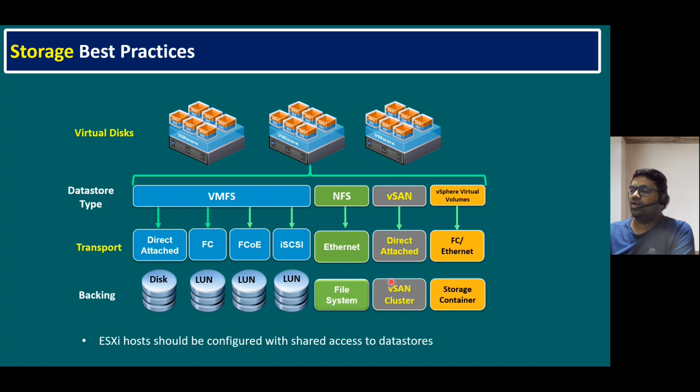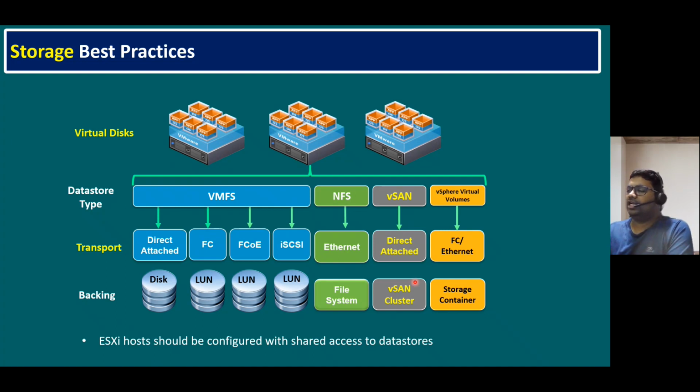And for vSAN, we can configure a vSAN cluster. It is one of the vCenter cluster features. Within our vCenter cluster, we can enable a virtual SAN. And virtual volumes, we can configure on any JBOD using the storage array, just a bunch of disks. That is also called a storage container. From the storage container, you can create multiple vSphere Virtual Volumes. The ESXi host should be configured with shared access to the datastore. But which datastore we choose is subject to the customer's choice.